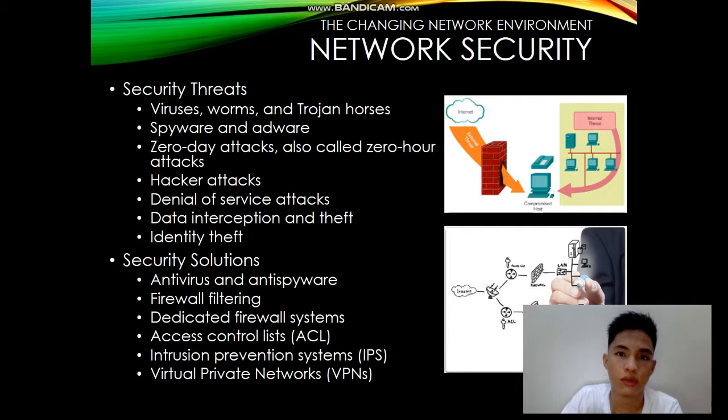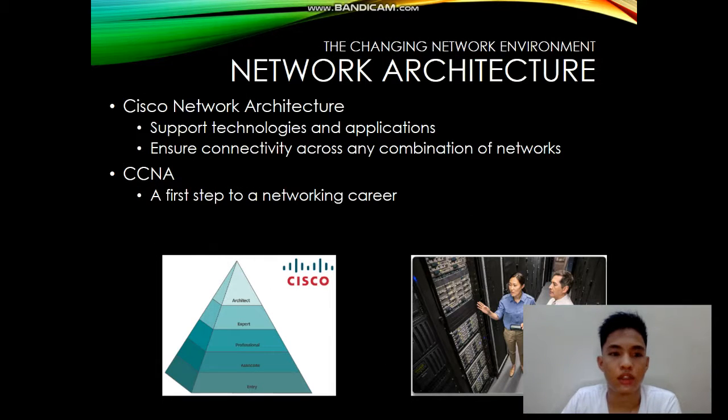So here are some solutions that we may use to prevent security threats. Security solutions include antivirus and antispyware, firewall filtering, dedicated firewall systems, access control lists, intrusion prevention systems or IPS, and virtual private networks or VPNs. Network architecture, Cisco network architecture: support technologies and applications, and ensure connectivity across any combination of networks. CCNA, the first step to a networking career.